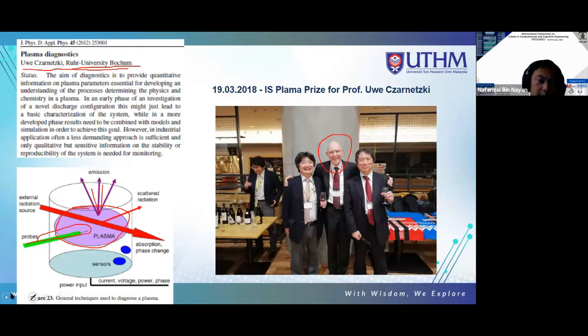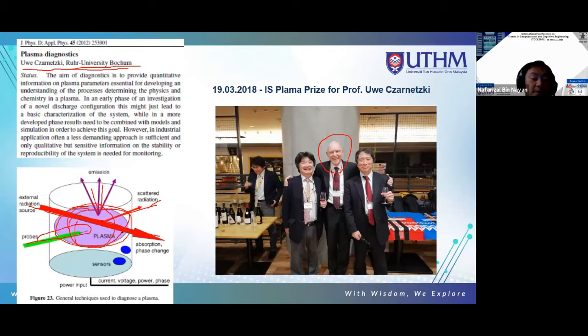We can also have some other tools. For example, we can have a laser, or a light, LED, a very strong light, injected into the plasma. Then we can see a scattered radiation, which is from the original light, scattered away. So this also can give us information about the condition inside the plasma.